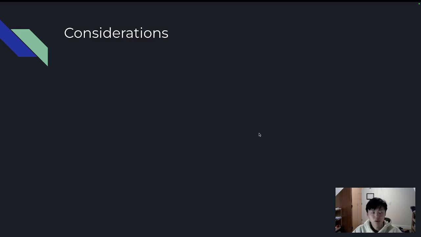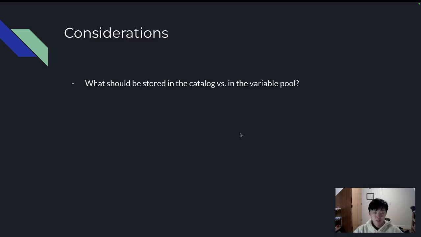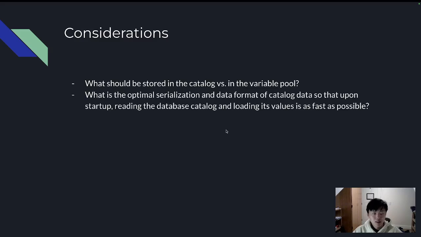Some last considerations to think about. What exactly should be stored in the catalog versus in the variable pool? I think you might have discussed in lecture that the variable pool would be storing things like intermediate variables, so data that doesn't need to be persisted, but just needs to be alive while a client is connected to the server. Another question to think about is the optimal serialization and data format of catalog data so that upon startup, loading the database catalog's values is as fast as possible.